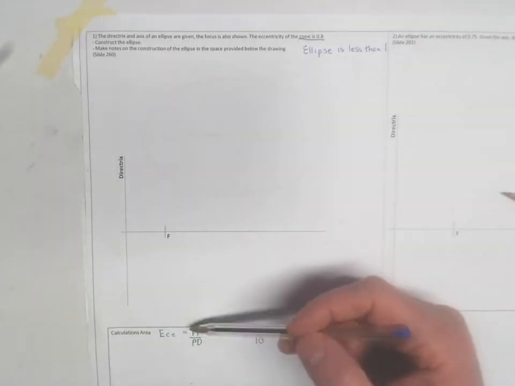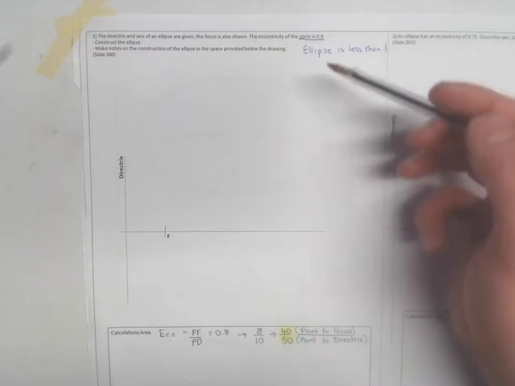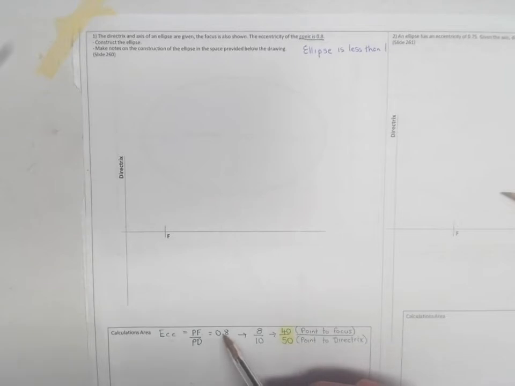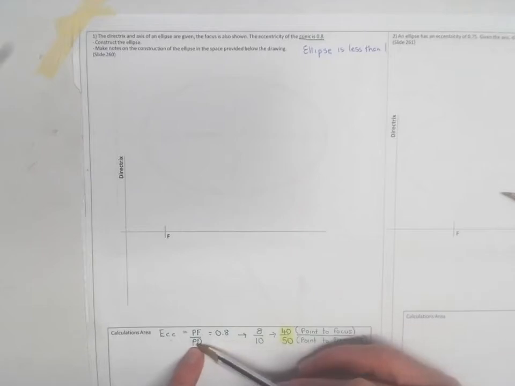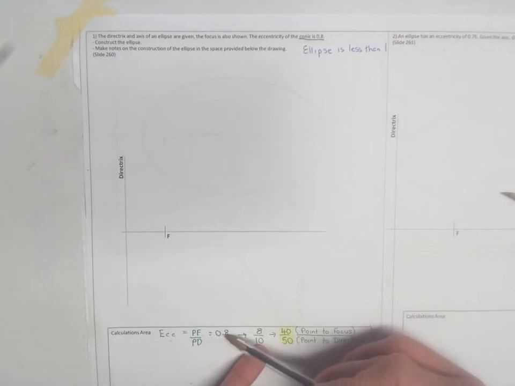If we go down to our workings here, the formula that we needed to know yesterday was the eccentricity, which is the distance from the point to the focus over the distance from the point to the directrix. And we're given the answer to that already, we're told that's 0.8. So if we convert 0.8 into a fraction, that's the same as 8 tenths. That's like saying the distance from the point to the focus is 8 and the distance from the point to the directrix is 10. And that will result in an eccentricity of 0.8.